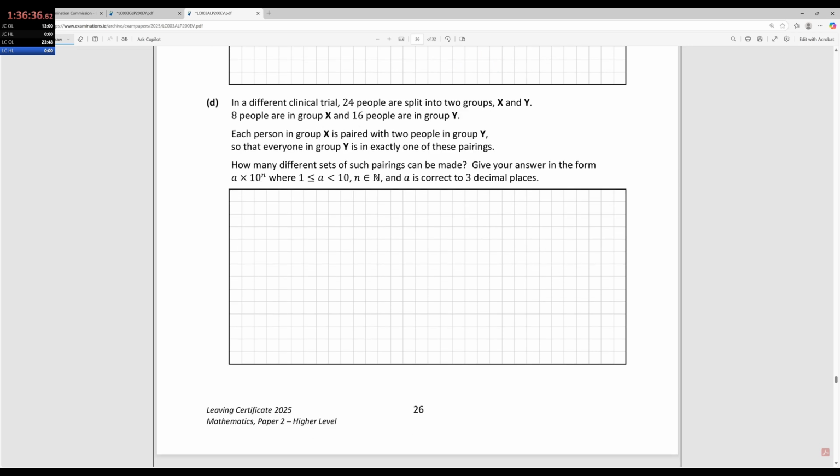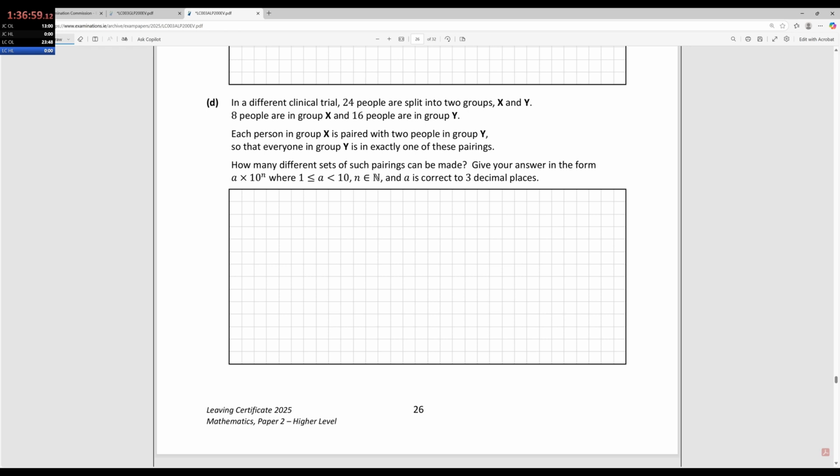In a different clinical trial, 24 people are split into two groups, X and Y. 8 are in X, 16 are in Y. Each person in group X is paired with 2 people. So everyone in group Y is in exactly one of these pairings. Yeah, they can't be doubled up. How many different sets of pairings can be made? Give your answer in the form.